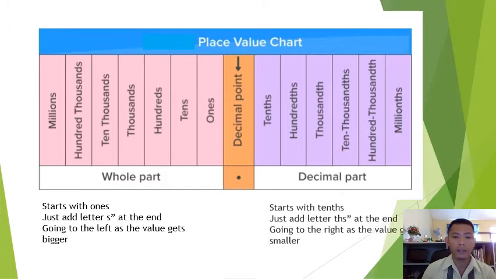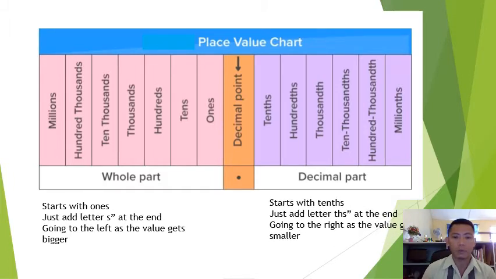While in the right, it starts with tens. Unlike in the whole number or whole part, which started with ones, here in the decimal part, it starts with tenths. You can see that we just add letters TH S at the end. And going to the right, the value gets smaller. From tenths, followed by hundredths. So we read hundredths with a silent D. Okay, it's hundredths, thousandths, 10,000ths, 100,000ths, and millionths.